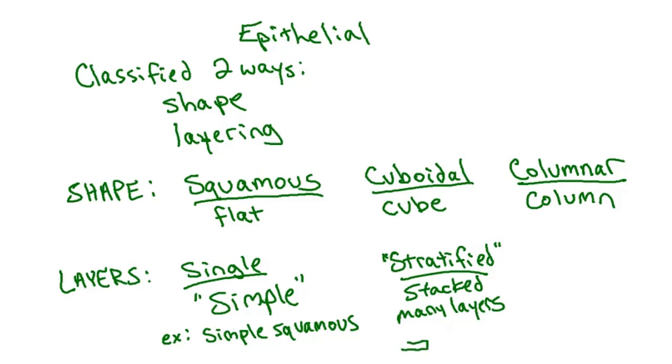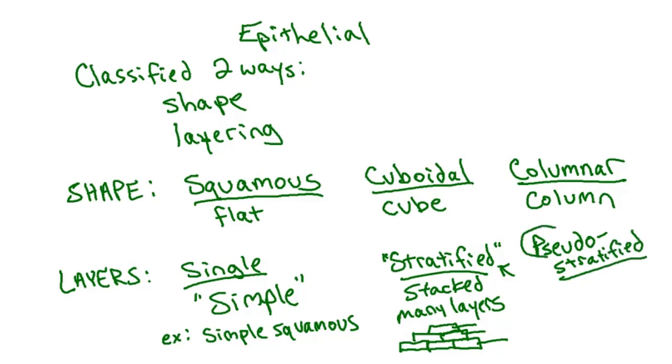Like a brick wall is. You know, you got a brick here, and then you got more bricks up here, and more bricks up here. So you have layers. So the layers, many layers, that just is called stratified. And then also there's kind of a subsection, and it's called pseudo-stratified. And pseudo-stratified, the term pseudo means fake.